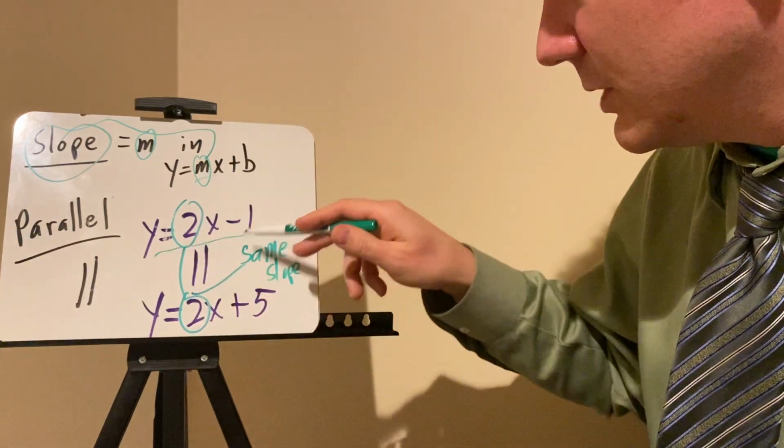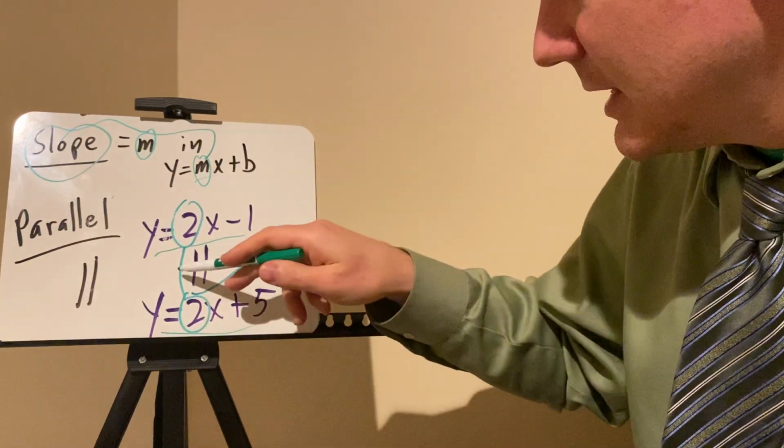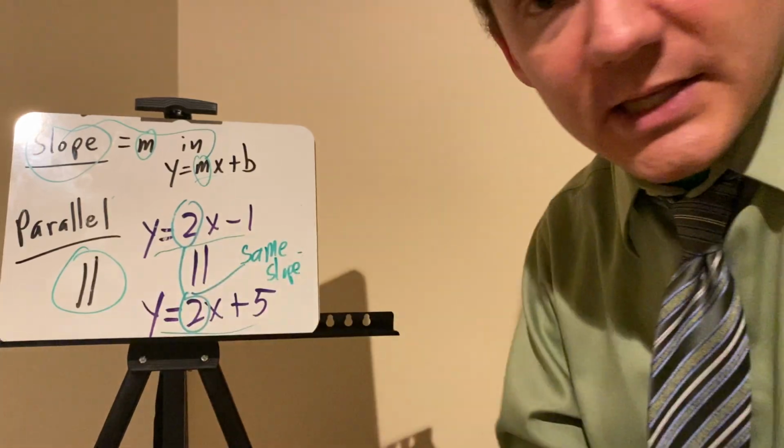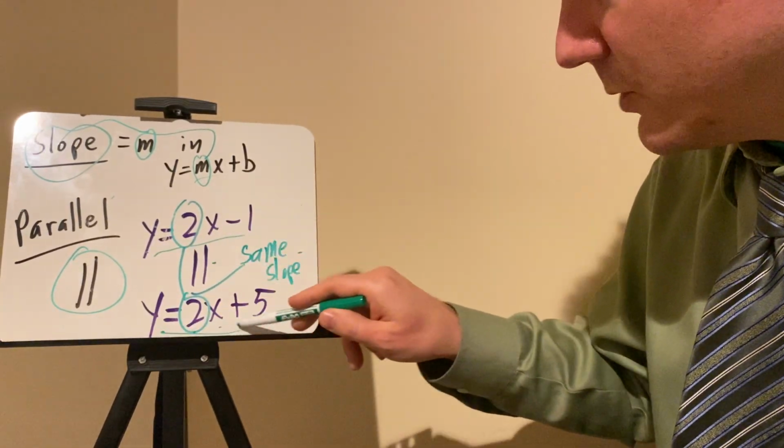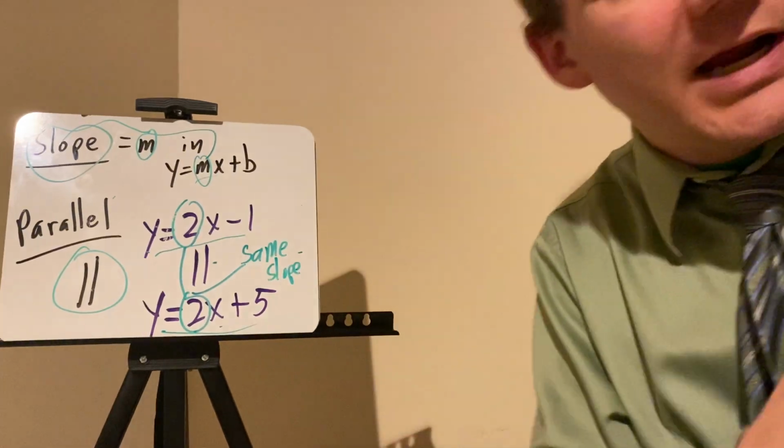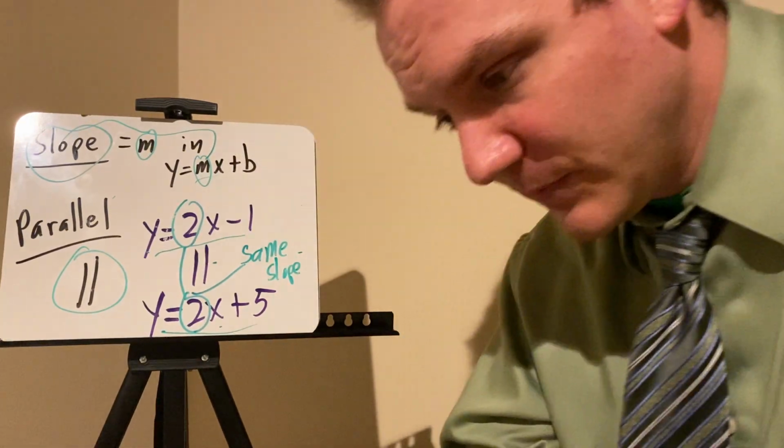So in these two linear equations, I wrote this symbol, which indicates parallel: y equals 2x minus 1 is parallel to y equals 2x plus 5. These lines will never, ever cross or intersect.